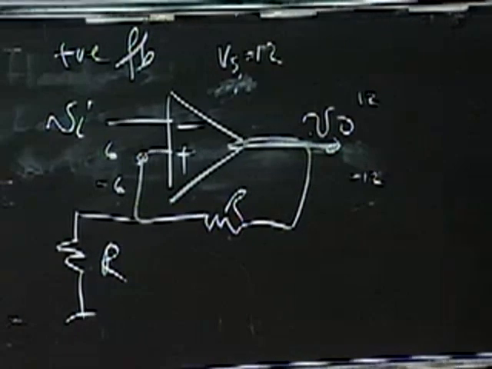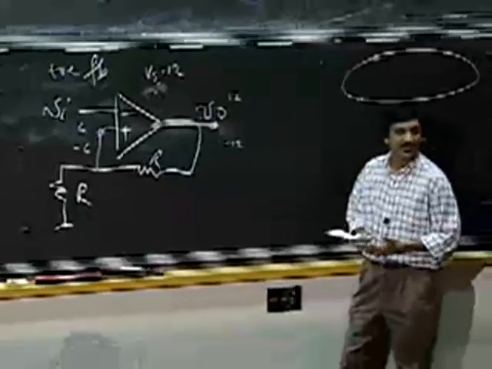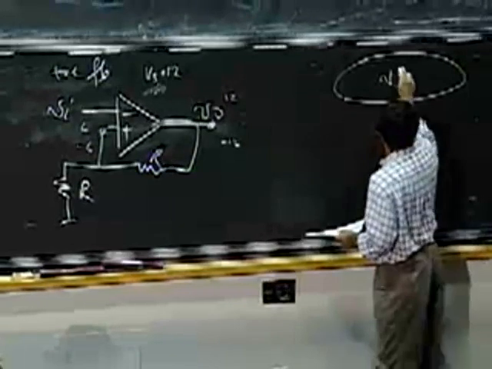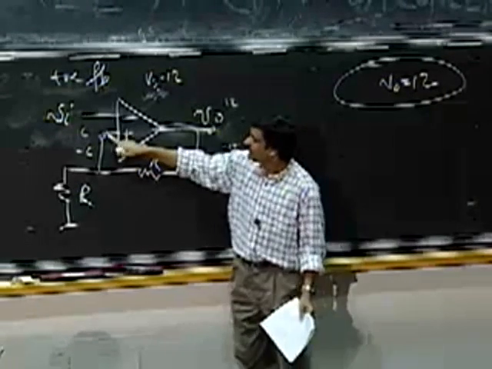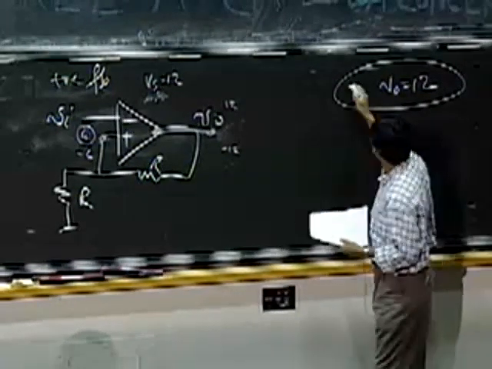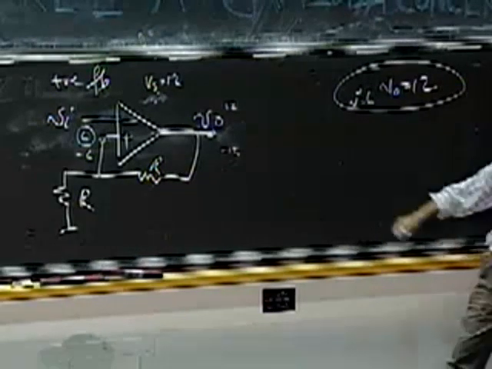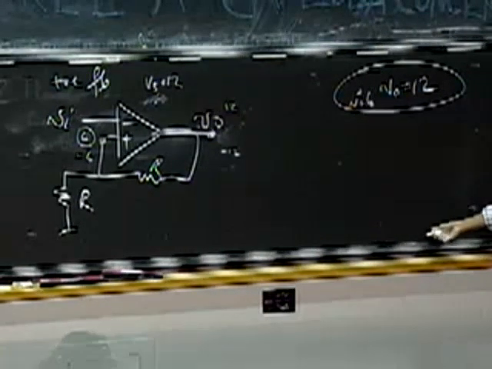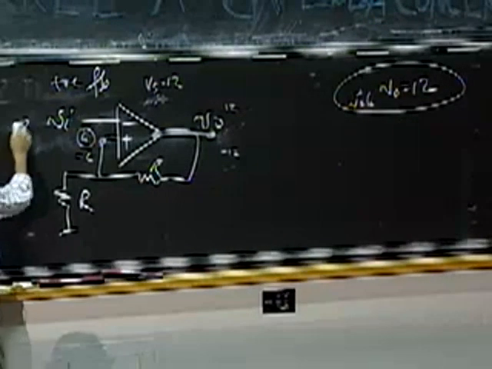So let's start by assuming my input is 0 for a moment, and let's say my output starts off being 12 volts. The output is 12 volts, then the input here is going to be 6 volts. So in this case, V plus is going to be 6 volts. The output is 12, V plus is going to be 6 volts. And my circuit is sitting out there doing nothing. Now, this started off being 0.